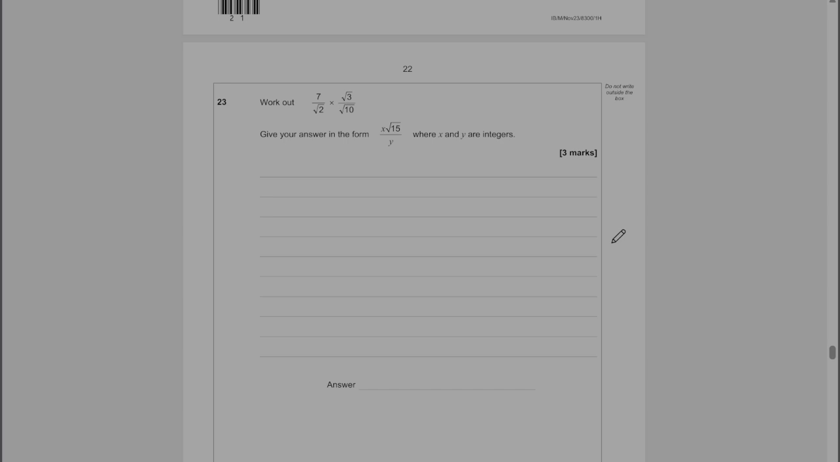Okay, question 23. Work out 7 divided by root 2 times by root 3 divided by root 10. Give your answer in the form where x and y are integers. Okay, my next step then is to multiply my numerators together over the multiple of my denominators together, root 2 times root 10. That's going to become 7 root 3 divided by root 20, which is going to be 4 root 5.